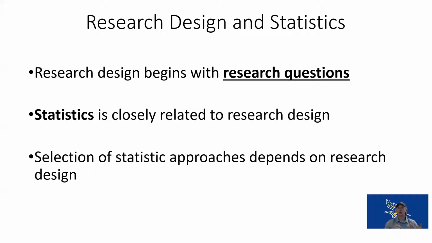We know that correlation does not mean causation. So if we're trying to find a cause and effect, we can't use a correlation as our statistical test. It's not going to work. It's not going to give us the information we're trying to find. So these two have to go together.